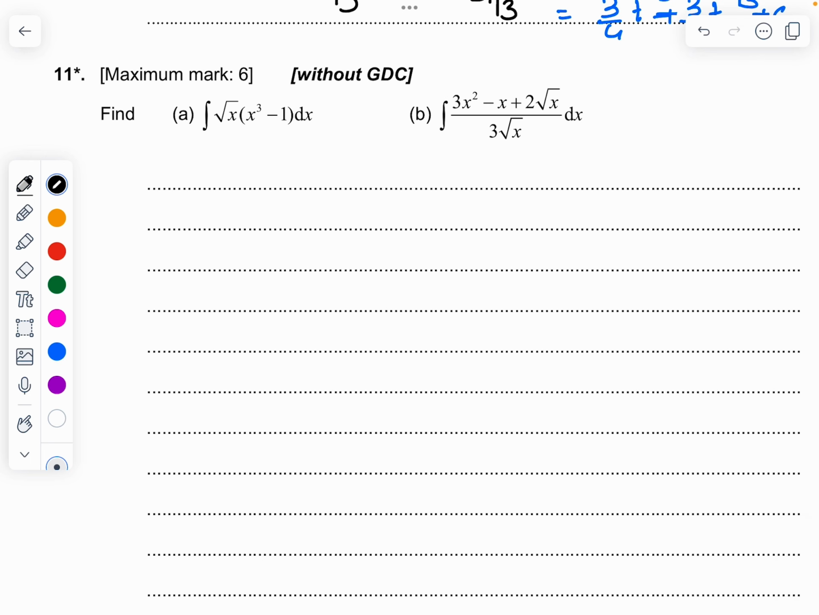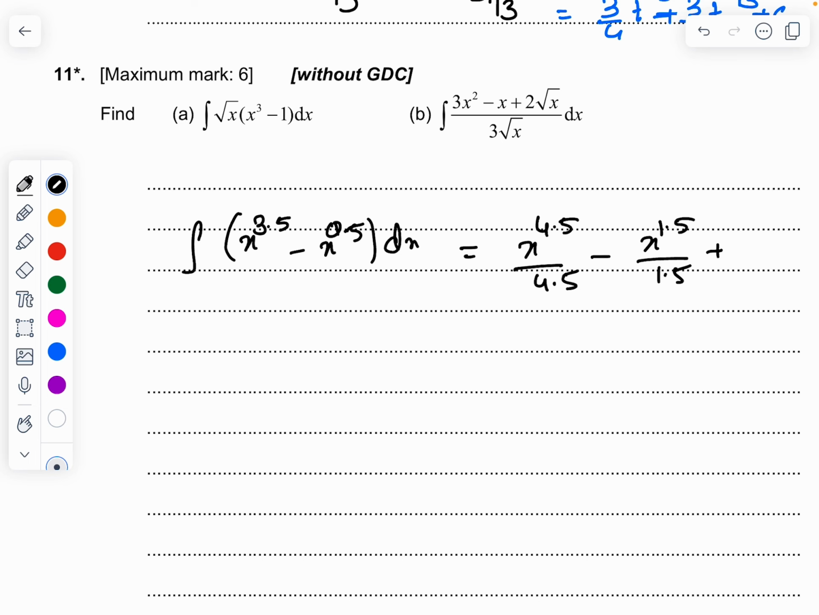Question number 11. Expand it out. This will become x power 3.5 minus x power 0.5 dx. You can do it this way also. So it will become x power 4.5 upon 4.5 minus x power 1.5 upon 1.5 plus c.